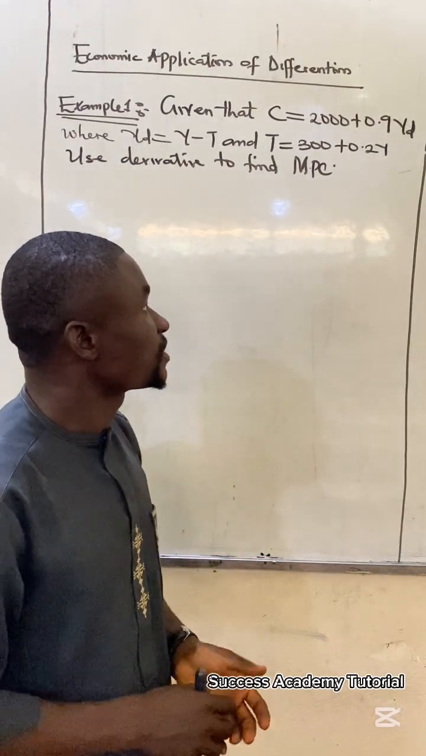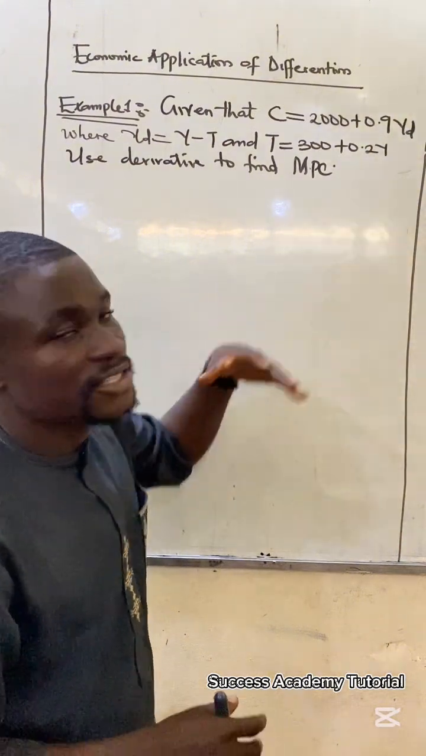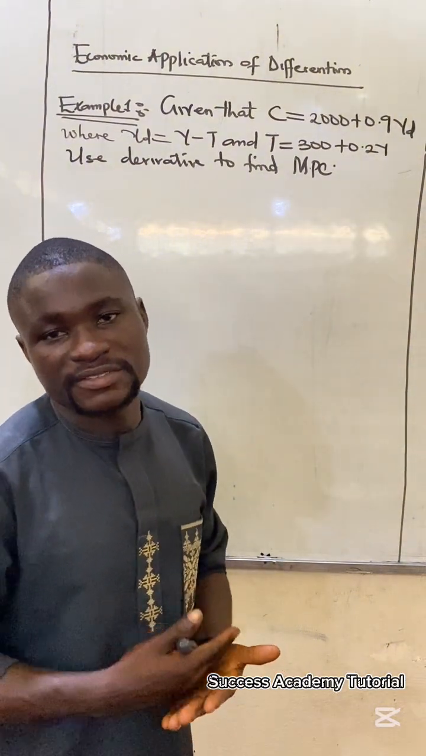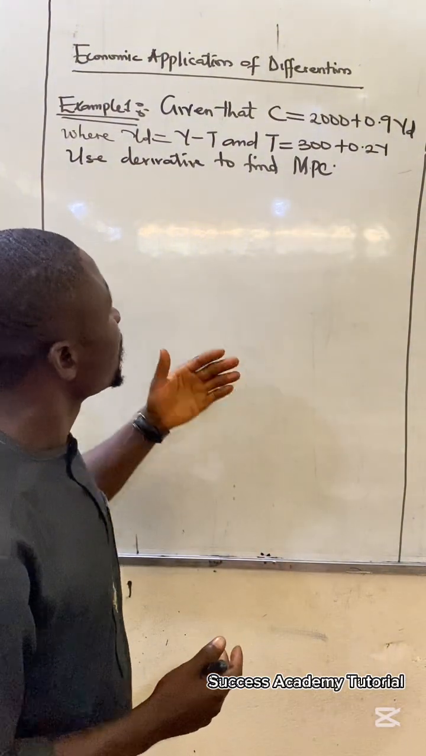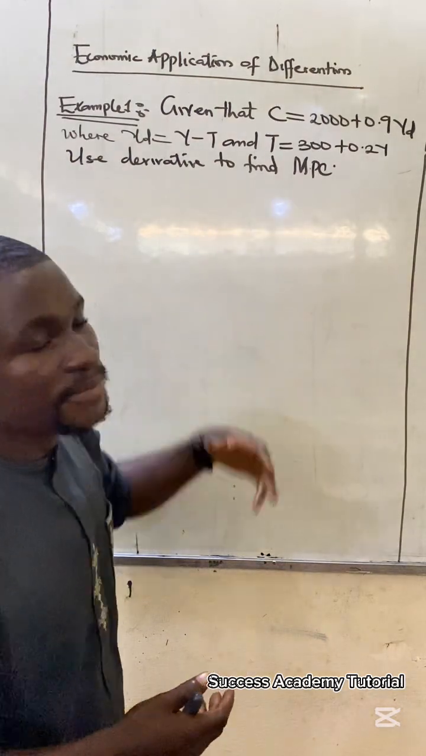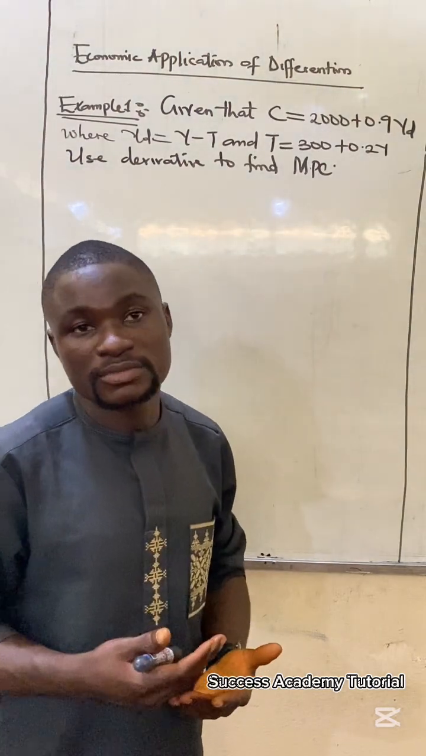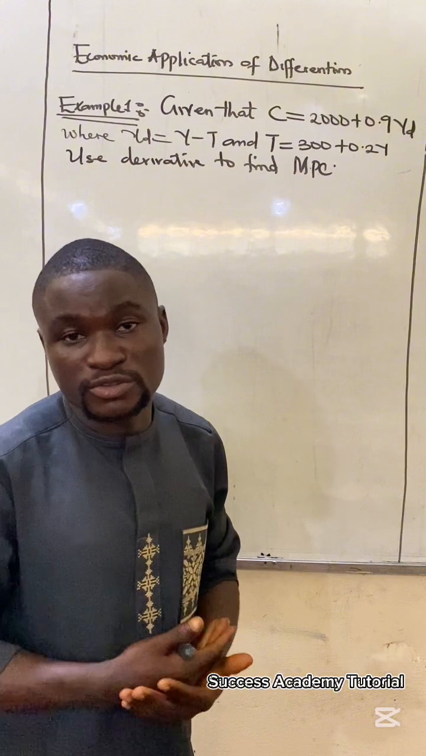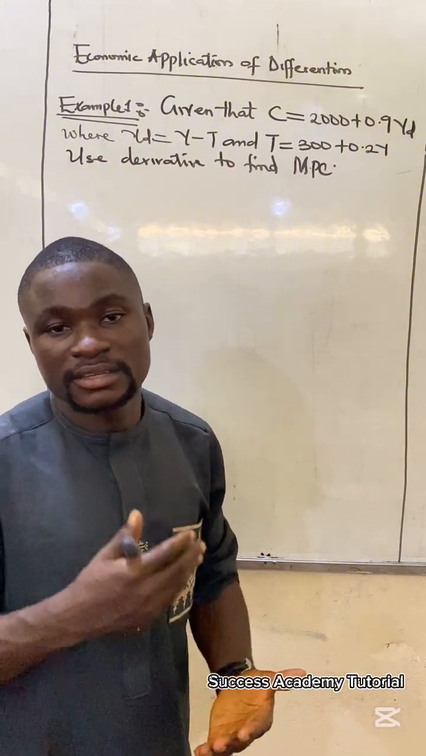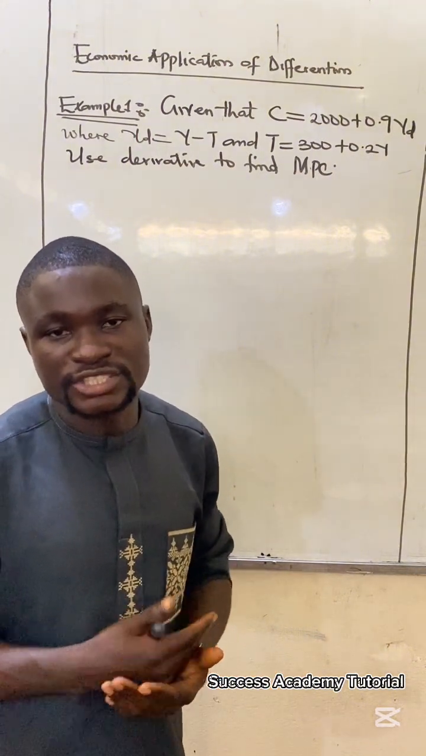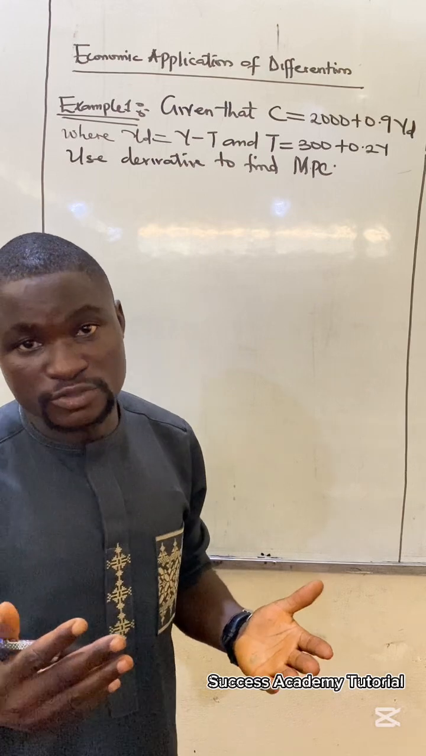The question you asked me is, what is YD? YD is called disposable income left after tax. And then we have MPC here. Your MPC is marginal propensity to consume. And what is marginal propensity to consume? It is a change in consumption as a result of change in income. That's marginal propensity to consume.